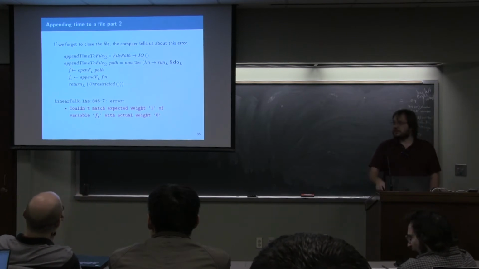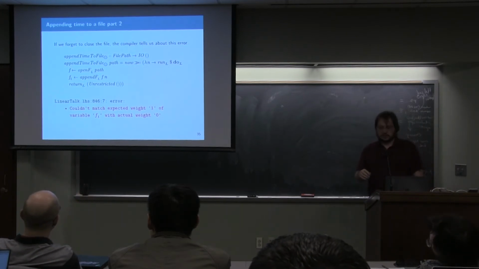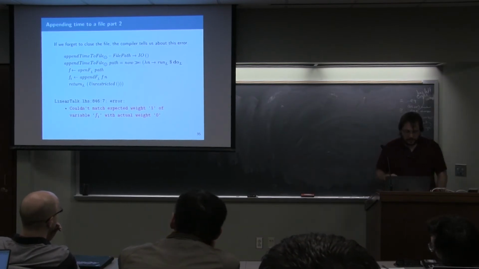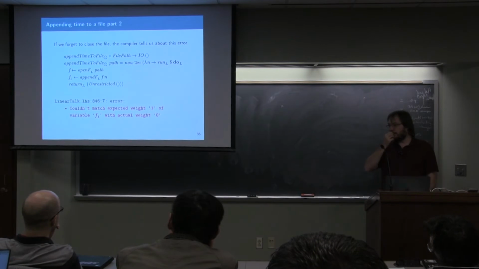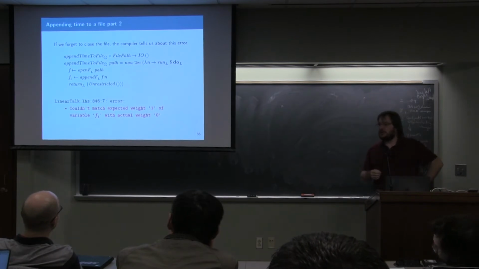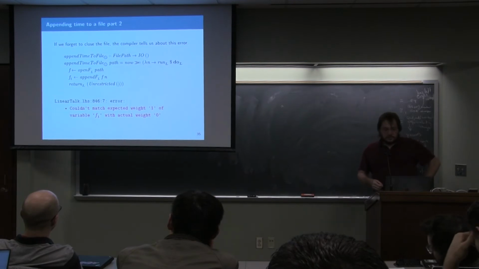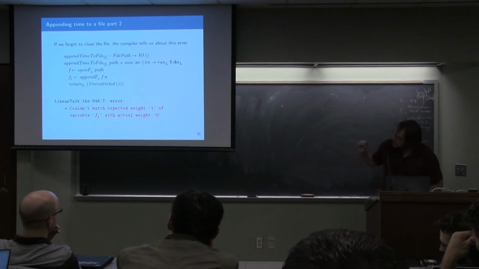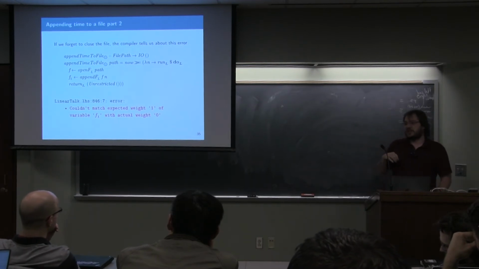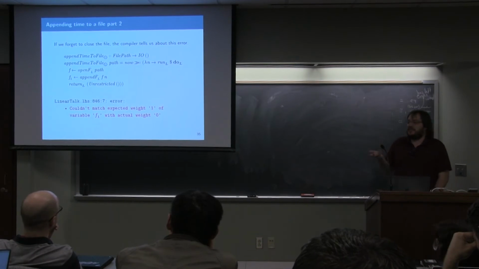Question: what would happen if you forgot to bind F1, if you just left that off on that line? Then it would also just tell you that you had weight 0, that you forgot to use it. If I just typed append F on that line, I think it should tell you the same thing, that basically you've used it 0 times, because you just haven't given it a name in this case.